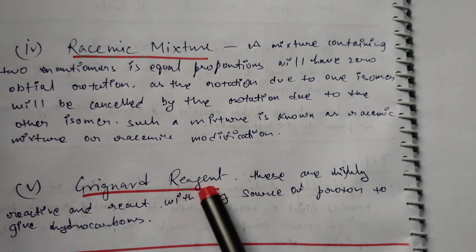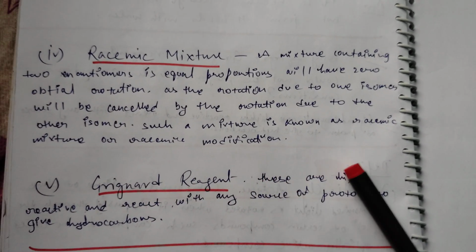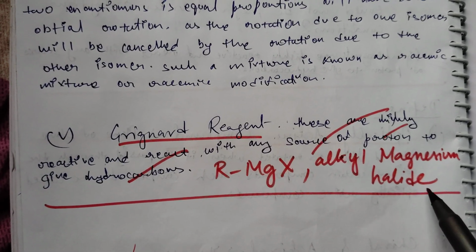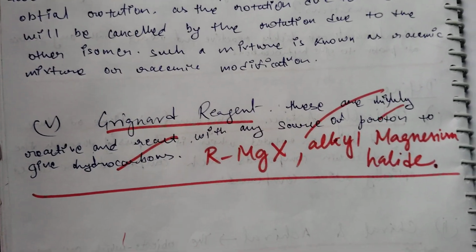What are Grignard reagents? Alkyl magnesium halide is called Grignard reagent.